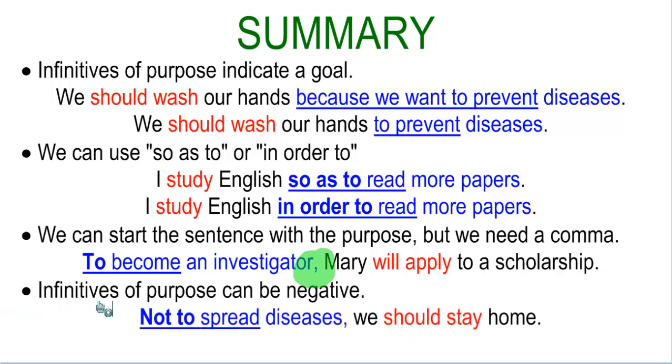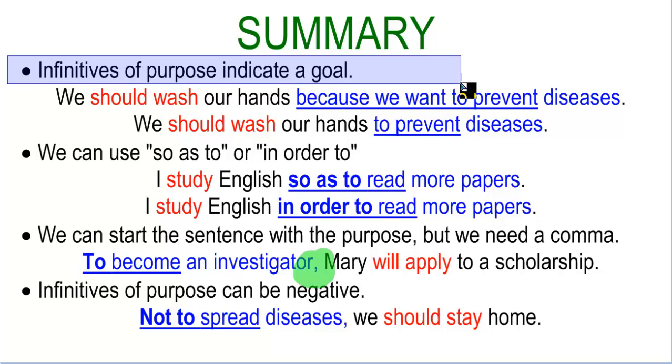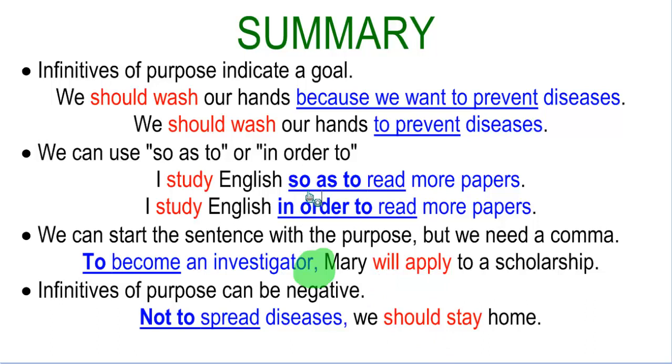And finally, infinitives of purpose can be negative. So if you want, you could say, not to spread diseases, we should stay home. Or if you want, you can change the positions. We should stay home, not to spread diseases. And that's it. So remember, the infinitive of purpose indicates a goal. It indicates a purpose. It indicates the motivation for an action. Okay, you can change positions and it can be negative, and you could use some other alternatives. That's it with infinitive of purpose.